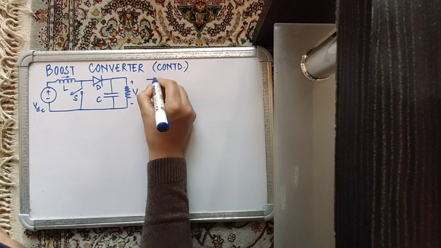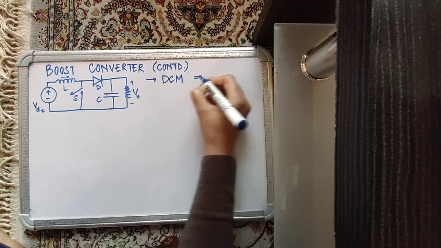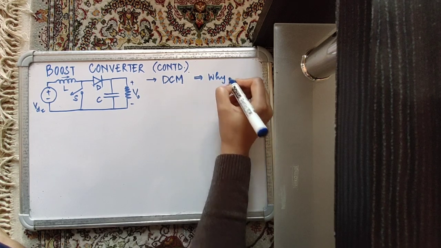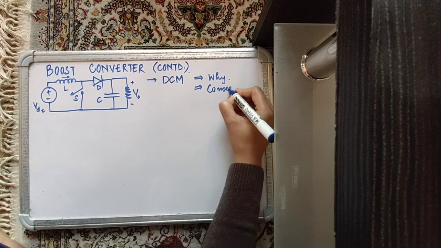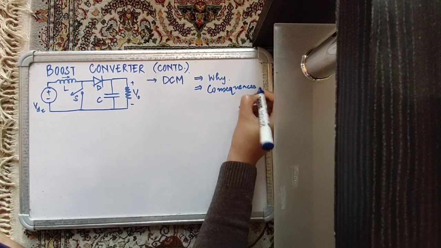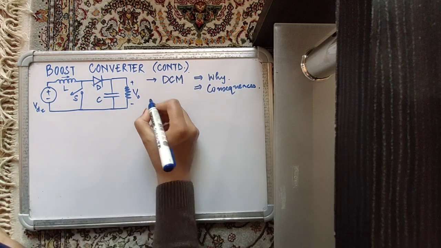So in this lecture we are going to discuss discontinuous conduction mode, why it happens, and what are the consequences of discontinuous conduction mode, just like we had discussed for the buck converter circuit. First, let's move to the consequences, that when DCM happens, what are the adverse effects of discontinuous conduction mode in the boost converter circuit.